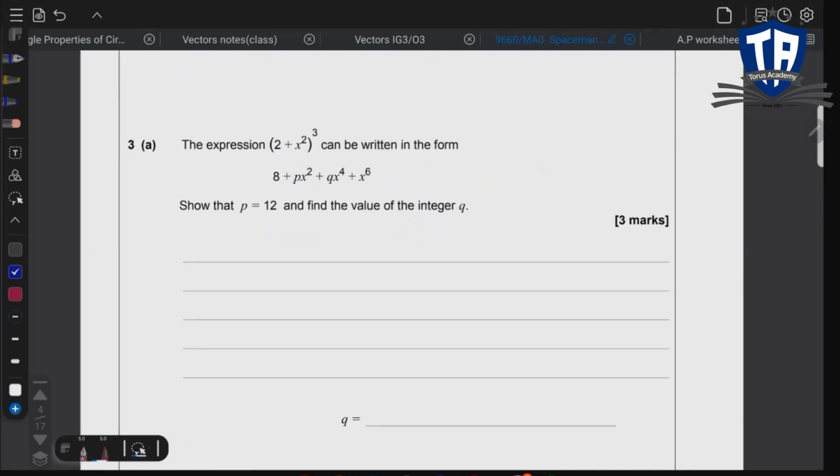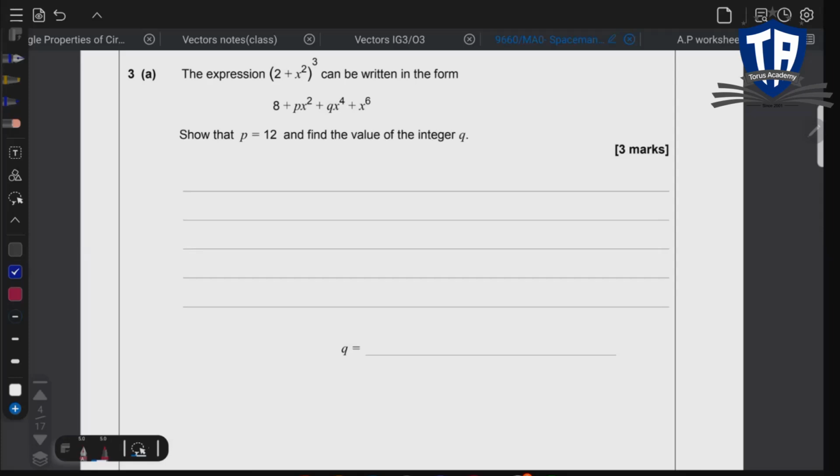Okay, let's move to question number 3. In this question, we have to expand (2 plus x squared) whole cubed. After simplification, it will become of the form 8 plus px squared plus qx to the 4 plus x to the 6. Let's expand it by using the binomial theorem.